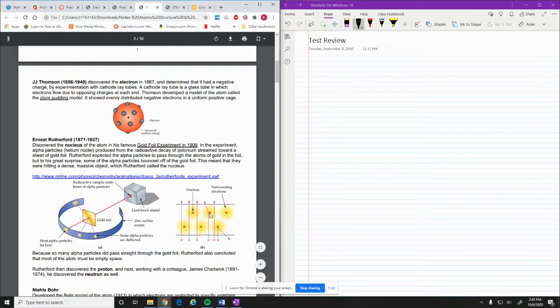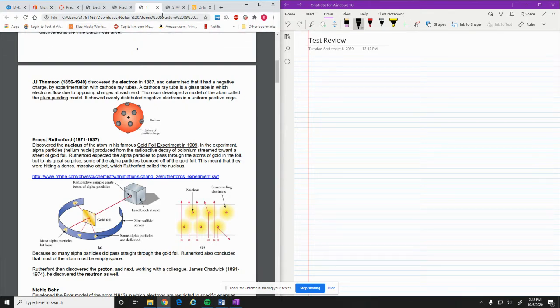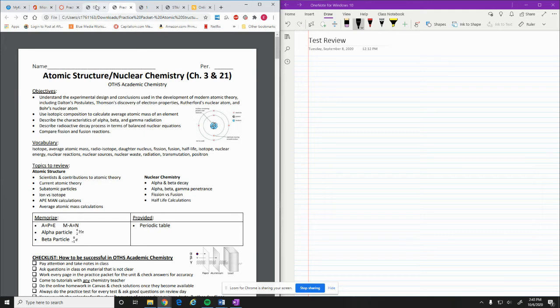Every now and then you'll hit the nucleus, which will cause that deflection, that movement. But it's really just empty space overall. That's kind of the point that was trying to tell you. Okay. We're almost done with page 1 of the practice test, so we'll move on.